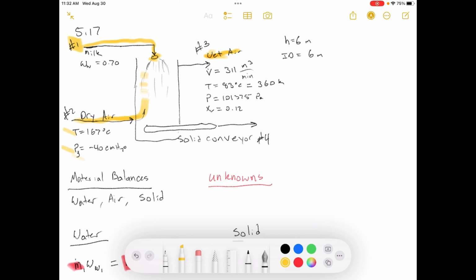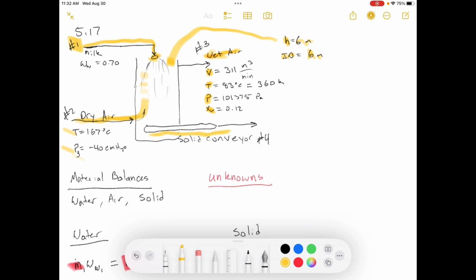The wet air, we know its volumetric flow rate, we know its temperature and pressure, so that gives us quite a bit of information. We also know the mole fraction of water, which is really nice. Okay, the diameter and height of this chamber, we know that the height of the chamber is 6 meters and the inner diameter of the chamber is 6 meters as well.